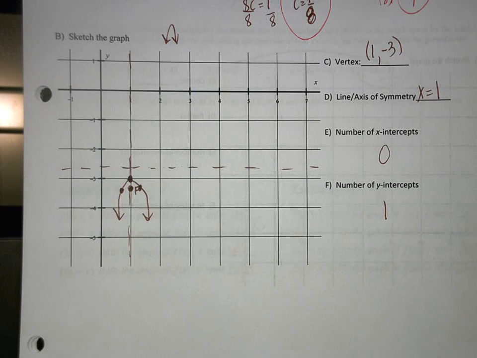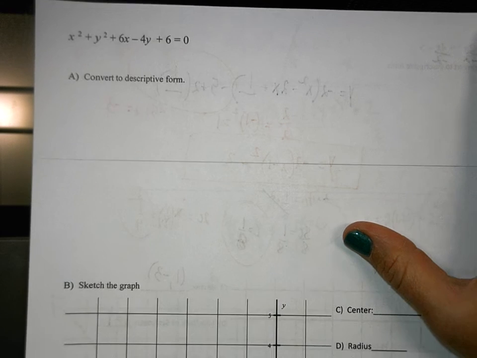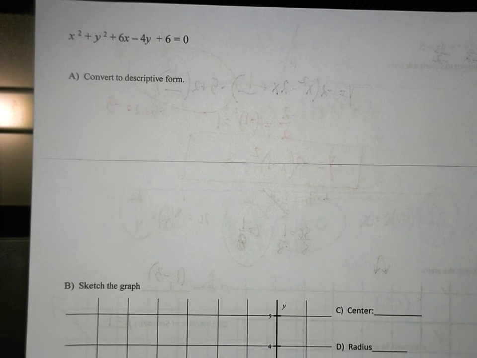Okay, last page, last problem. I want you to look at this equation. What type of graph is this one, and how do you know? It's going to end up... We're gonna do 2 completing the squares. You're gonna put your x's together and your y's together. Okay, well, let's just see what happens.